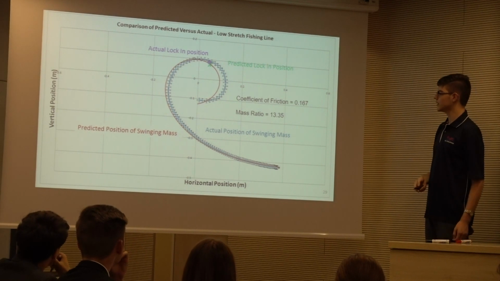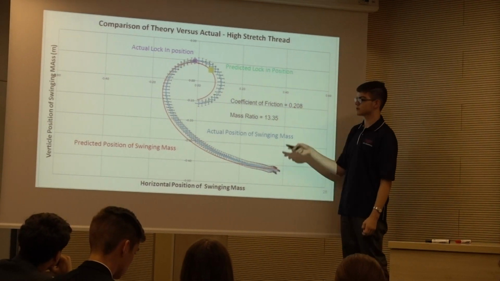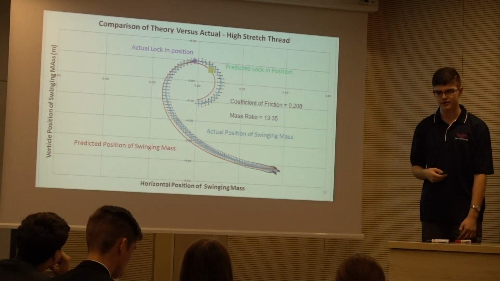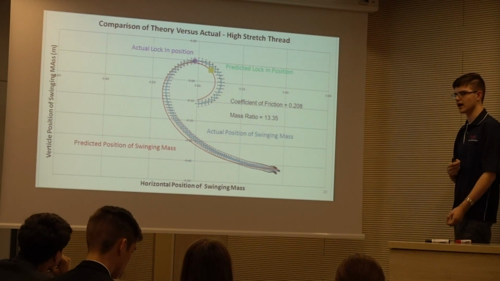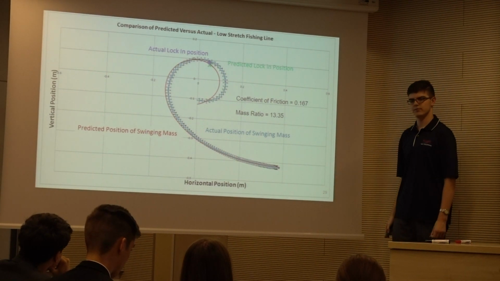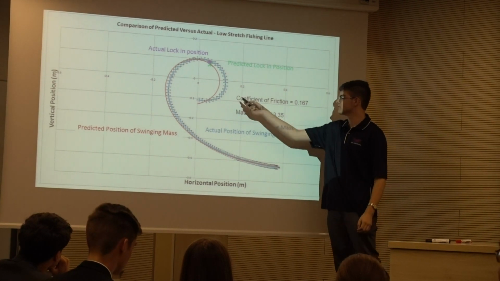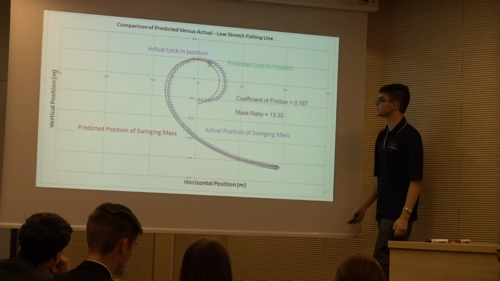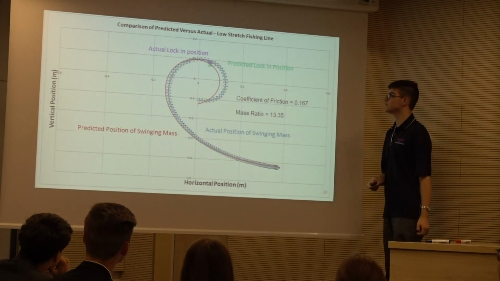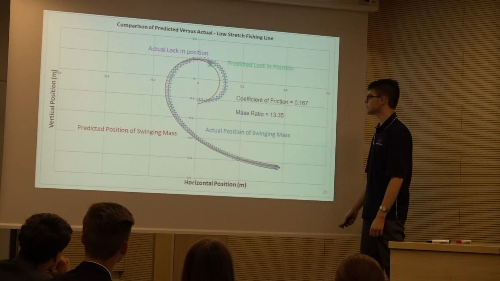Here's another example. In the previous trial, we used a high stretch thread, which was made out of some sort of material such as cotton. In this example, we used a fishing line because we realized that it has a lower stretch, and we noticed that it becomes much closer to our actual results. Particularly, you notice that the predicted lock-in position is very close to the actual lock-in position, and the entire graph is generally tighter.